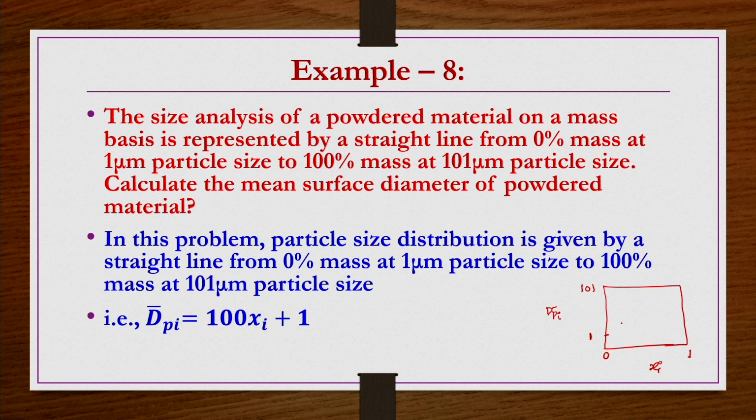So the distribution should be like this, and from this you get the slope as 100. So you get d̄pi equals 100 xi plus 1, where the intercept is 1. That is the y equals mx plus c form. So the information, the d̄pi versus mass fraction relation, is available, and we can do this in a similar way as we have done previously.